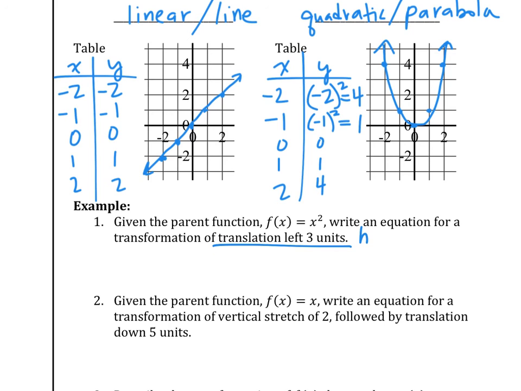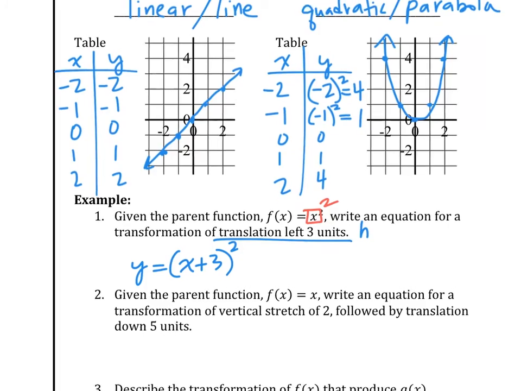The parent function is x squared, so what we're going to do is take this function and square it. So this is going to be our transformed graph. Basically, we're saying this part gets squared. So we moved it to the left 3, and then we square it. So this is basically the parent function squared. Yes, move to the left 3.